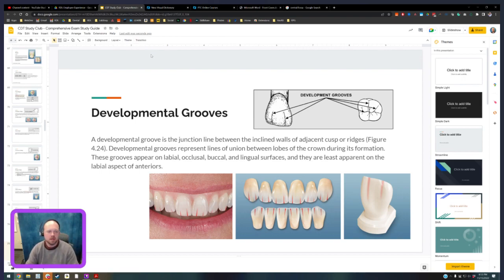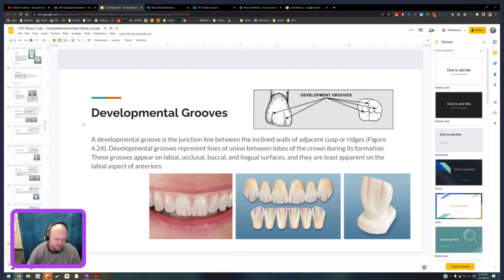Okay, developmental grooves. A developmental groove is the junction line between the inclined walls of adjacent cusps or ridges. Developmental grooves represent lines of union between lobes of the crown during its formation. These grooves appear on labial, occlusal, buccal, and lingual surfaces, and they are least apparent on the labial aspect of anteriors. But they are there. Frequently, if you just rub your fingernail over that, even on the model, you can feel where the grooves are even before you can see it.